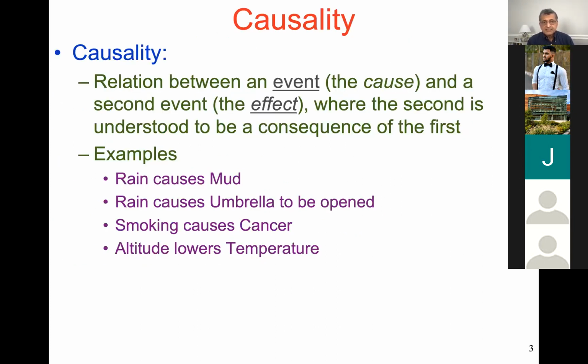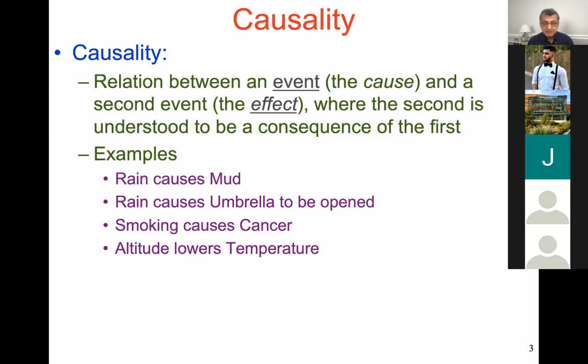Okay, so causality is a relationship between an event, the cause, and a second event, the effect, where the second is understood to be a consequence of the first. The examples are things like rain causes mud, not mud causes rain, or rain causes an umbrella to be opened, not that when you open an umbrella, it's going to rain. A deep learning network could very well assume that when you open an umbrella, it will start raining because there's a correlation between the two. We want that system to be knowledgeable enough to know that it's only one way. Rain causes an umbrella to be opened, not the other way around.